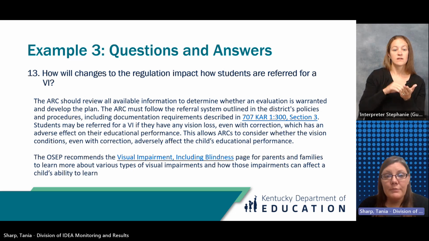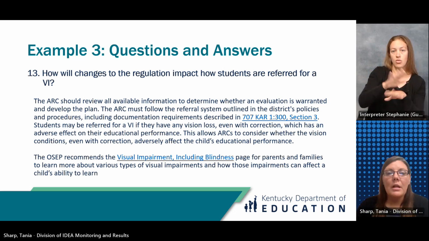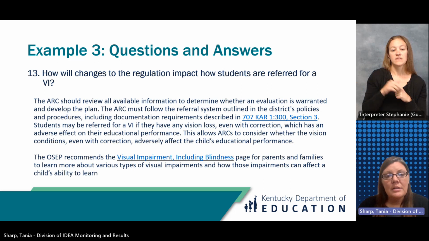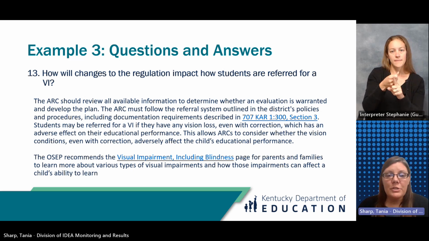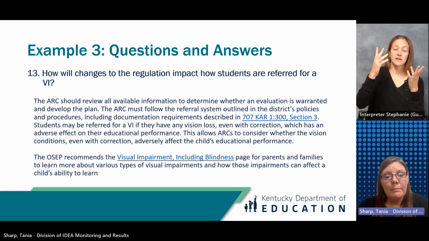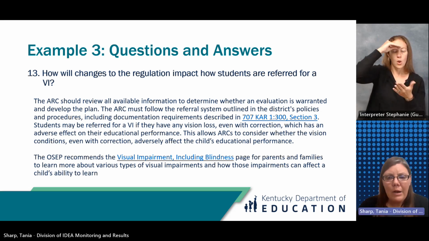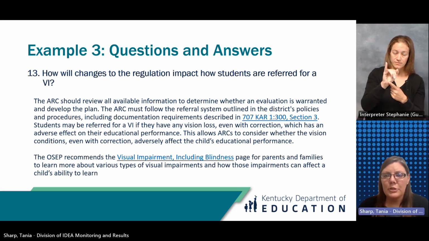Students may be referred for a visual impairment if they have any vision loss, even with correction, which has an adverse effect on their educational performance. This allows ARCs to consider whether the vision conditions, even with correction, adversely affect the child's educational performance. The Office of Special Education Programs recommends the visual impairment, including blindness page for parents and families to learn more about various types of visual impairments and how those impairments can affect a child's ability to learn.